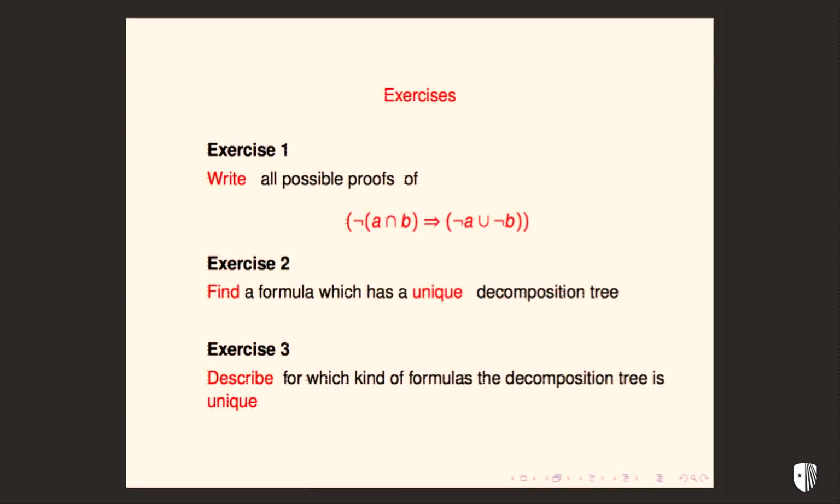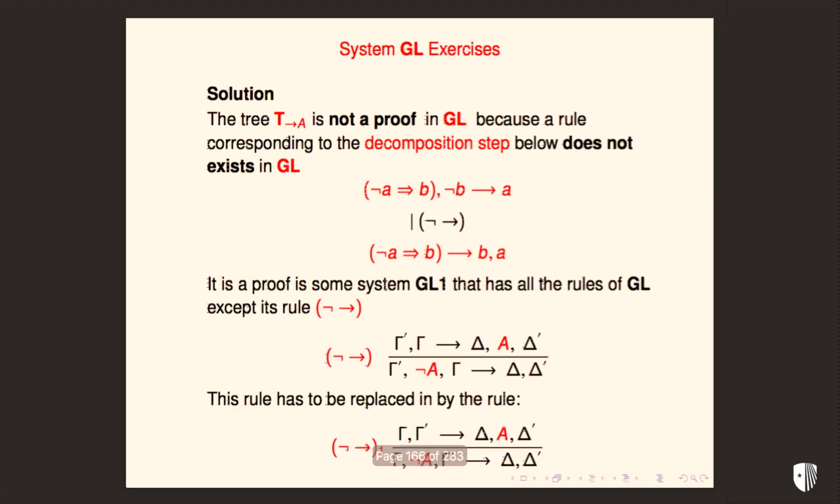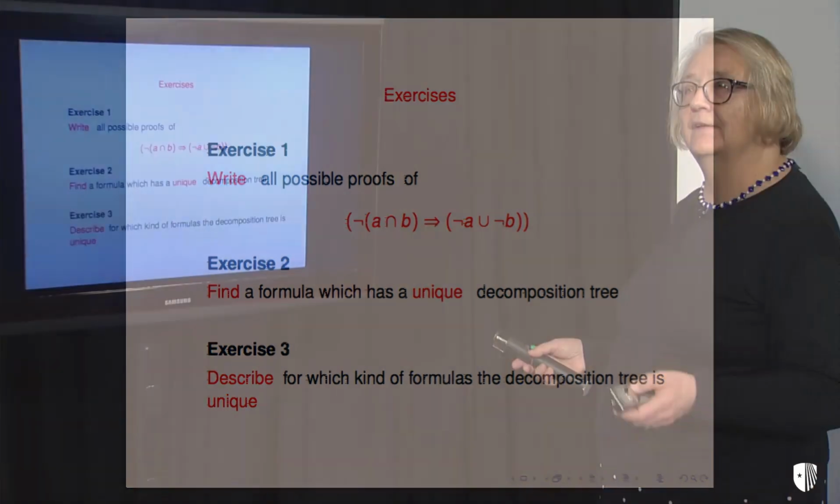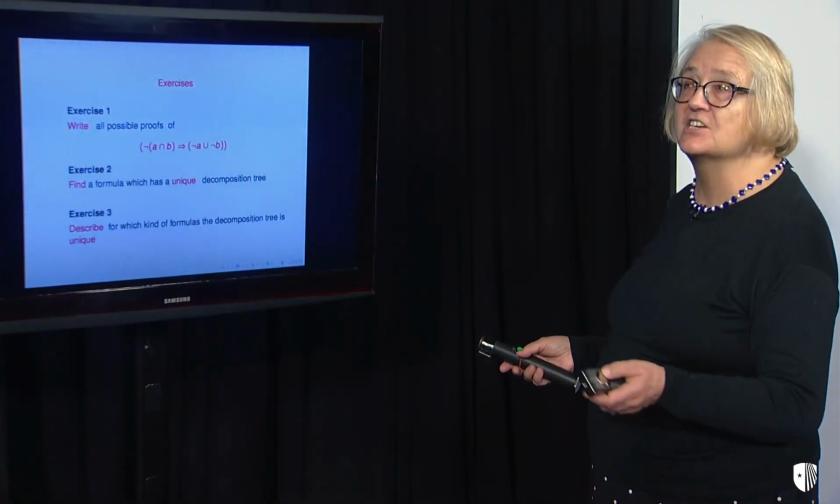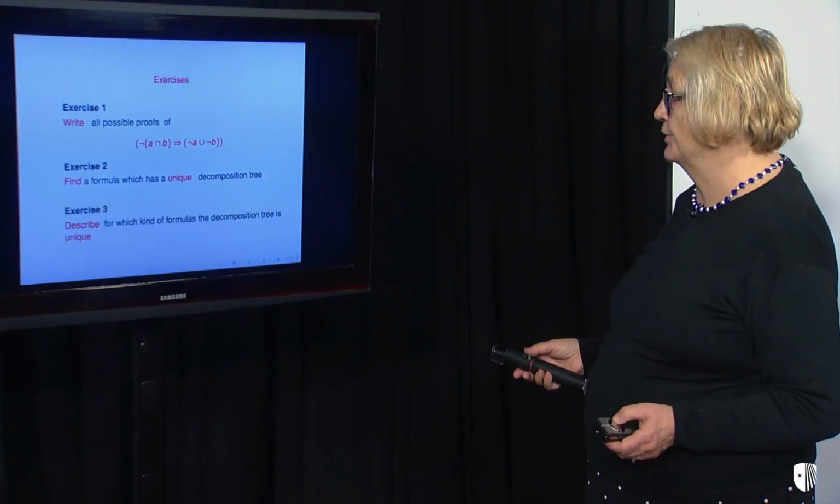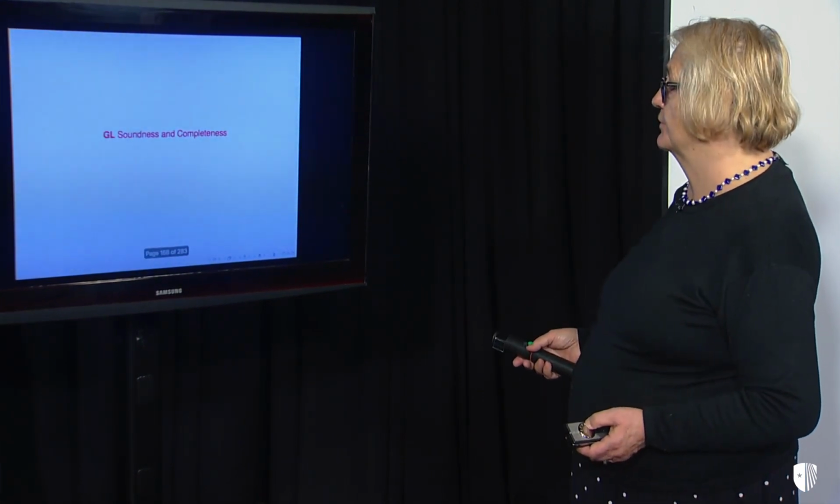For example, here I give you all proofs of the tree. Oh, that was a nice example. Yeah, so that's write all proofs. And also find the formula which has unique decomposition trees. When you look at the structure of the rules, certain combinations of connectives would give you a unique tree. The other combinations would not give you, so this is just to make you think of the structure of the rules.